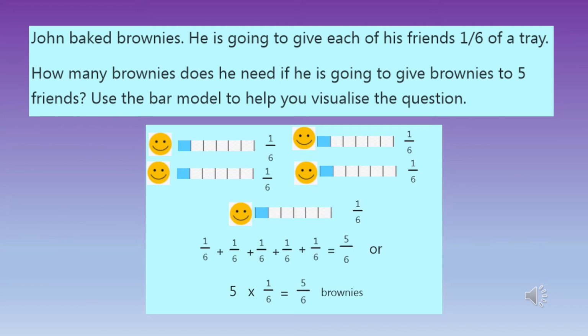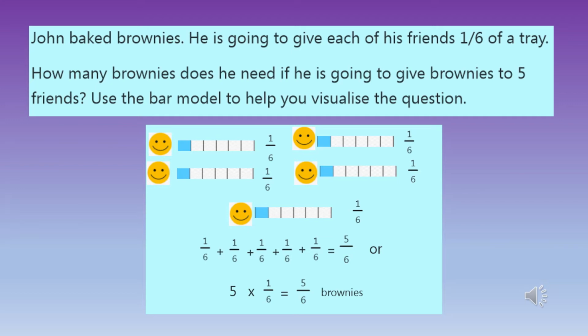So here we have a word problem. John baked brownies. He is going to give each of his friends 1/6 of a tray. How many brownies does he need if he is going to give brownies to 5 friends? Use the bar models beneath this question to help you visualize it.